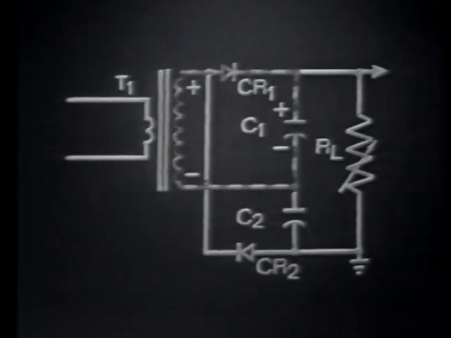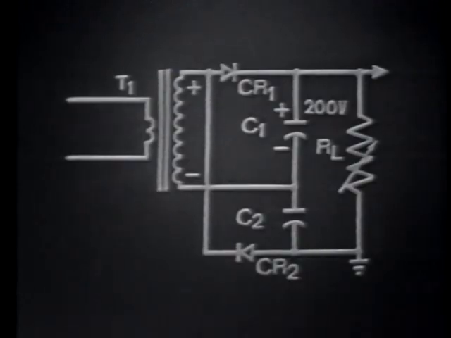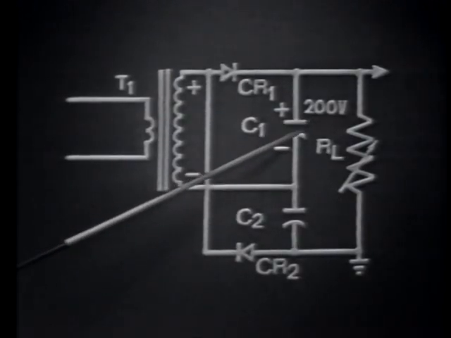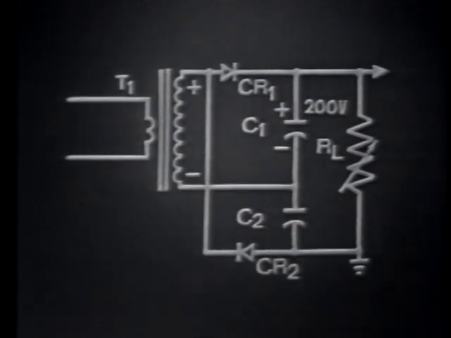During conduction time, CR1 is effectively a short. Therefore, C1 charges to the peak voltage of the transformer secondary. If the peak of the secondary equaled 200 volts, C1 at this time would be charged to this value. For the sake of explanation, let's leave C1 charged and consider the negative alternation of the input signal.